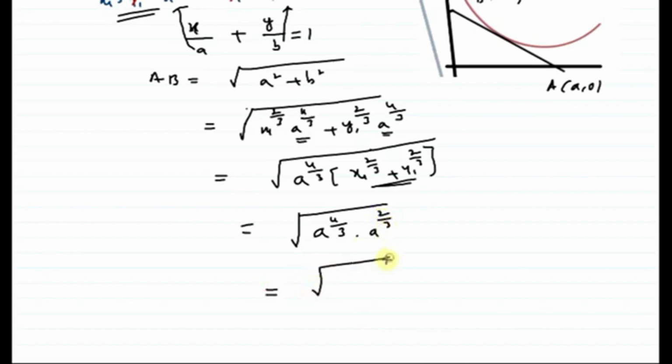Finally, on simplifying, a power m into a power n is a power m plus n. 4 by 3 plus 2 by 3 means 6 by 3. 6 by 3 means here a square. Finally, this is a.